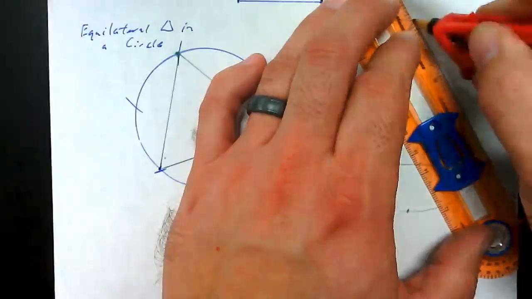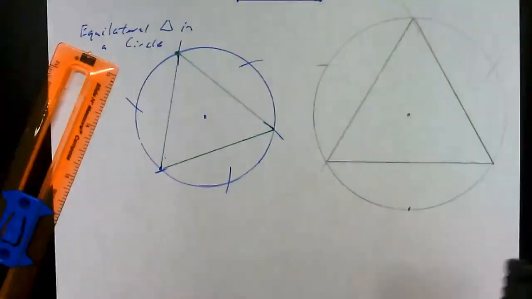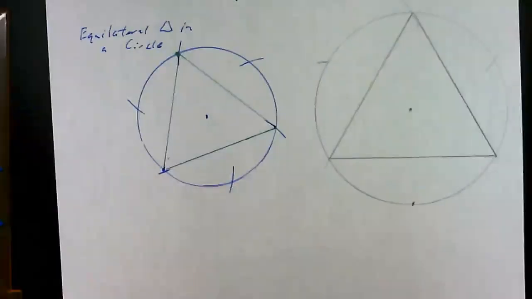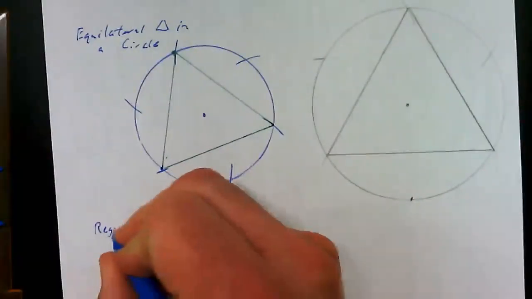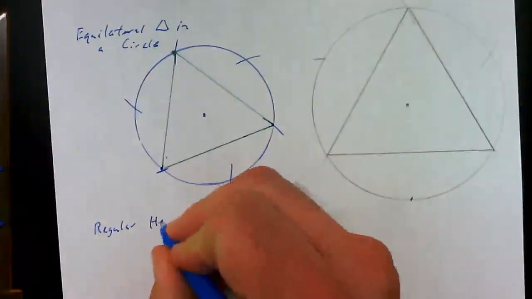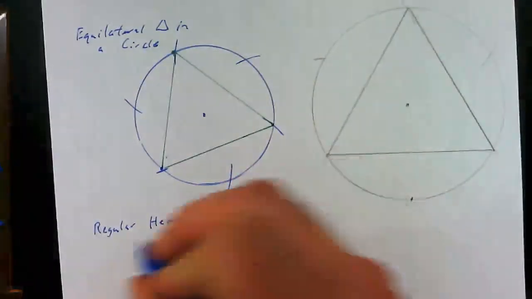Now, the next construction is equilateral. My bad. Equilateral triangle. An equilateral triangle is isosceles, but this one does have all sides equal, so it's equilateral. Now, the next construction is actually the exact same steps. So we are going to create, for the next construction, a regular hexagon in a circle.